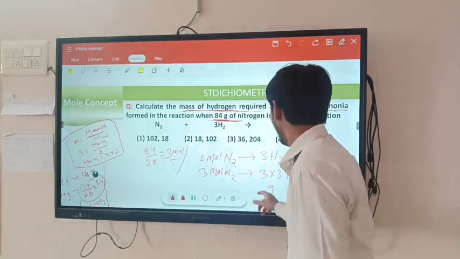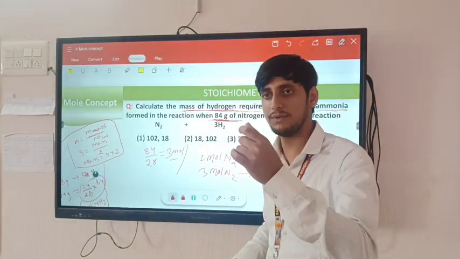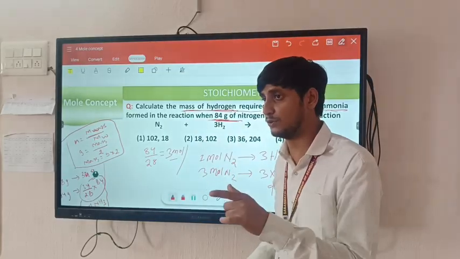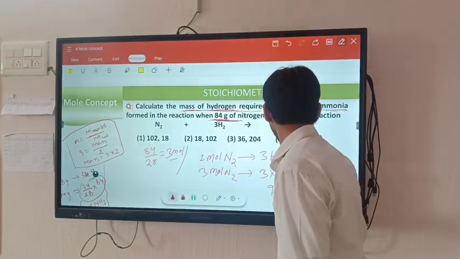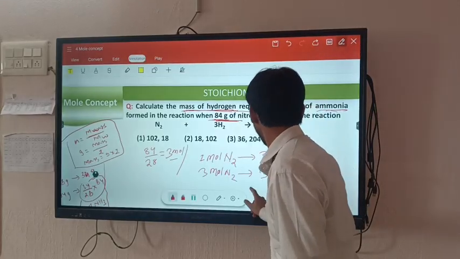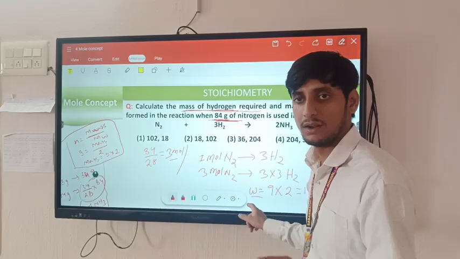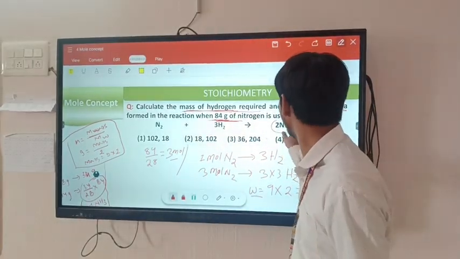9 mole. And you know N mole equals given weight of hydrogen upon molar mass of hydrogen. You know molar mass is 2. Mole multiplied by molar mass 2 means 18 gram. Weight of hydrogen is 18 gram. Understood everyone? Same for this.